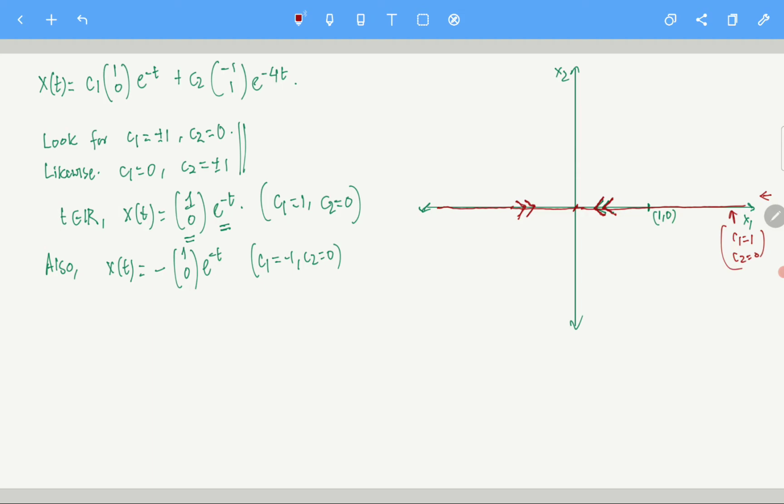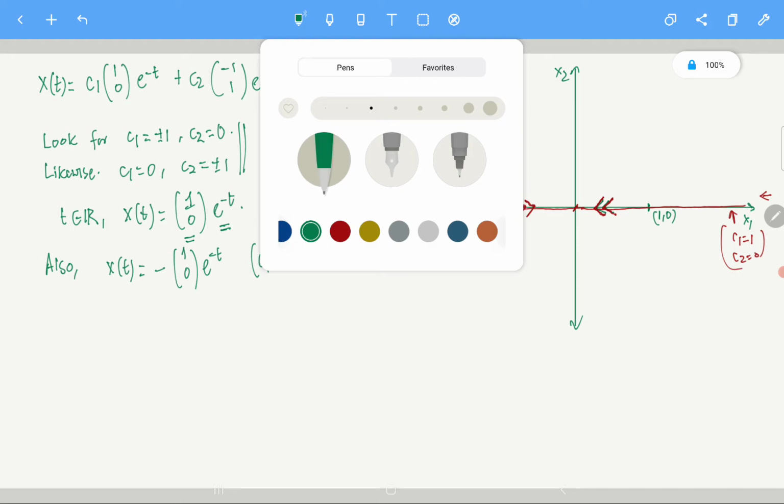Again, in a similar way, if c1 equals minus 1 and c2 equals 0, it is at minus (1, 0) at t equals 0. As t becomes bigger and bigger, it slows down considerably. After that it approaches the origin, but it will never touch the origin. Clear? So those are your two solutions, one coming from here, one coming from there. Let's look at the other solutions.